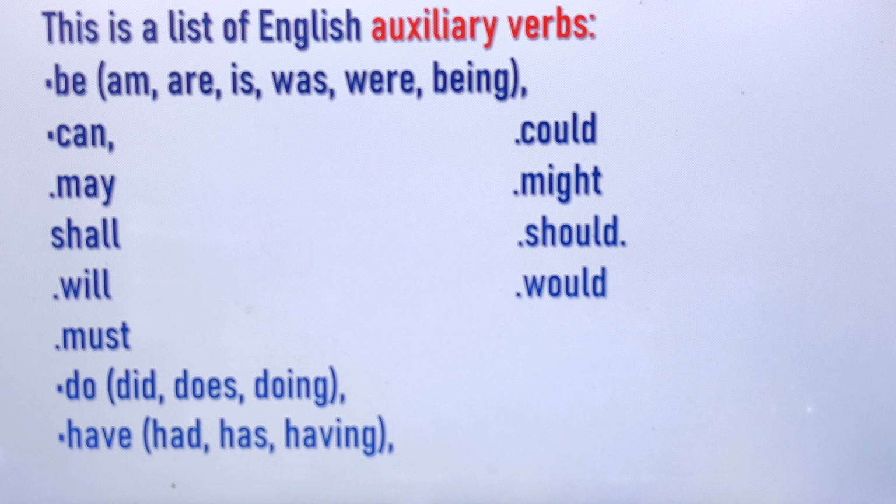This is a list of English auxiliary verbs. Be: is, am, are, was, were, been. Can, could, may, might, shall, should, will, would, must, do, does, did, doing, have, had, has, having.